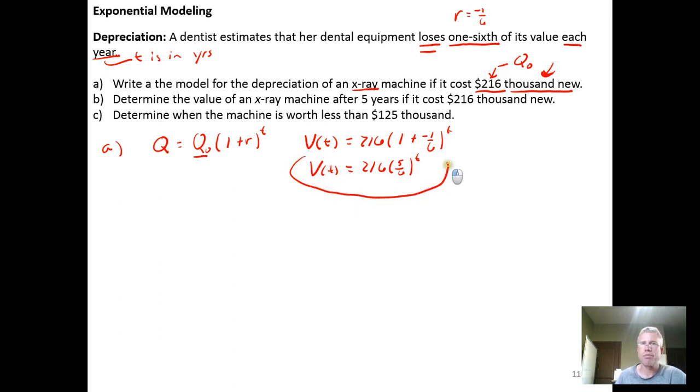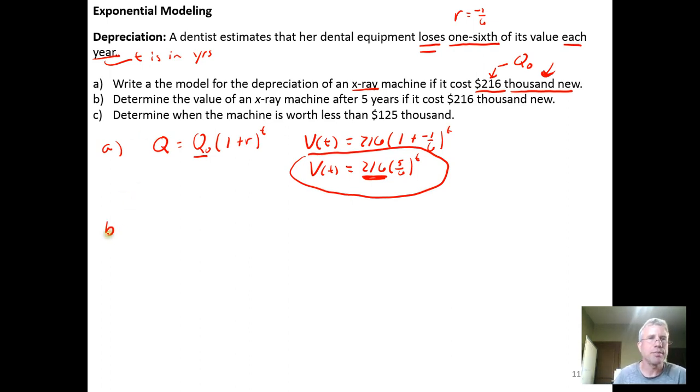And it's an exponential function. The base b is 5/6. My variable t is in the exponent position. And I have a stretch by a factor of 216 being applied to the toolbox function 5/6 to the t.